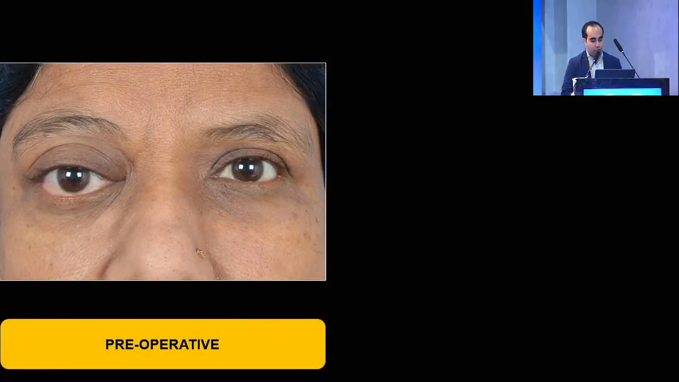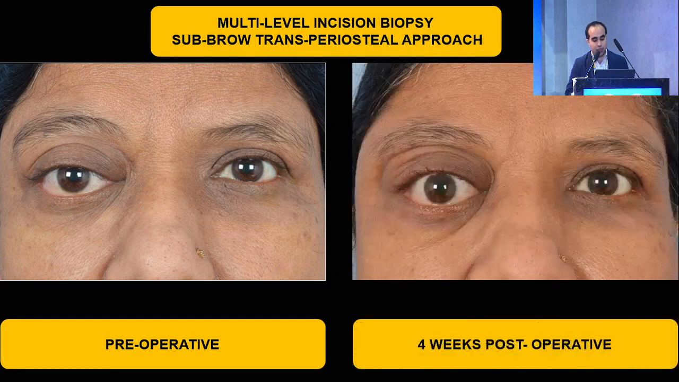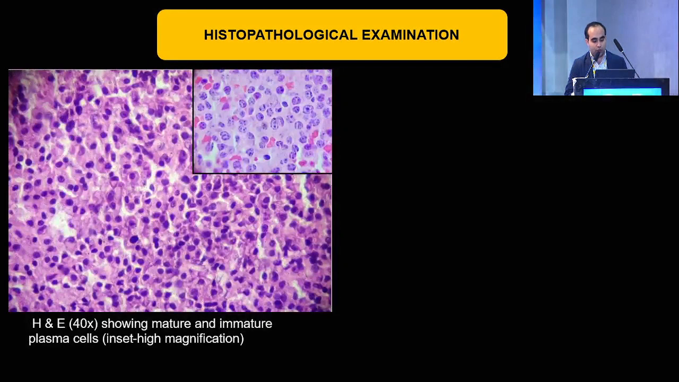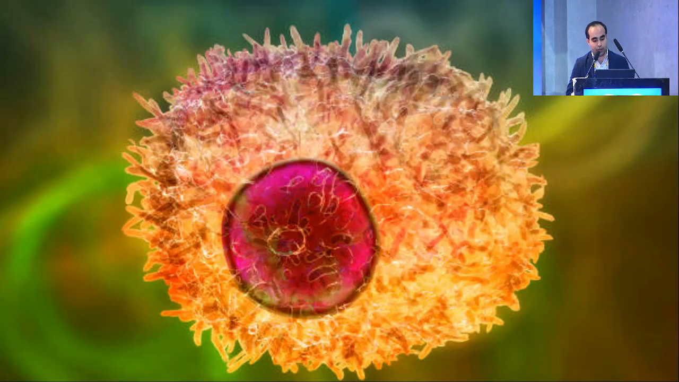more definitive diagnosis. We went ahead with a biopsy via the superior subbrow transperiosteal approach, which is a multi-level incision biopsy to involve the epicenter of the lesion. And this is the pre and post-operative photograph of the same patient. On biopsy, what we find are plasma cells. On immunohistochemistry, they were positive for the cluster differentiation 138 and negative for 23 and pan-cytokeratin.